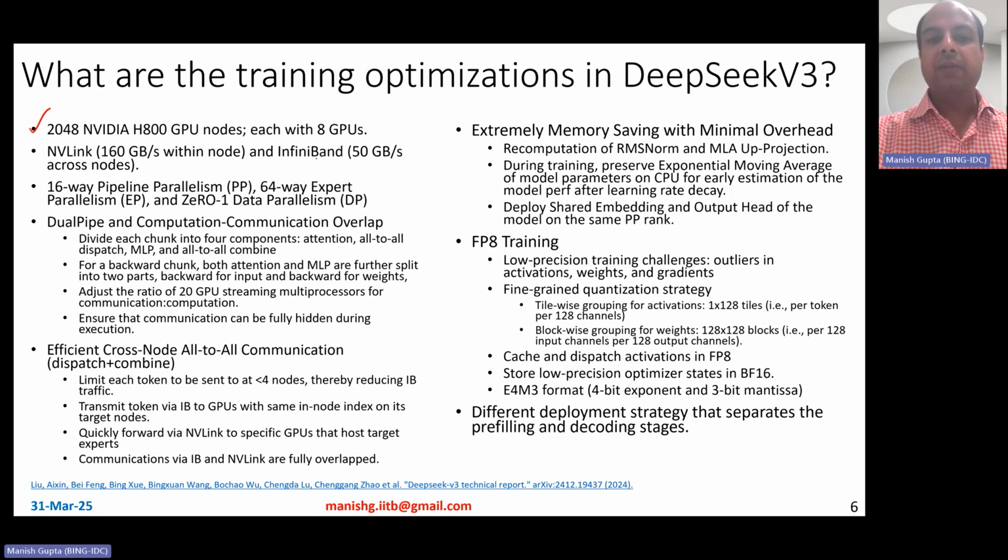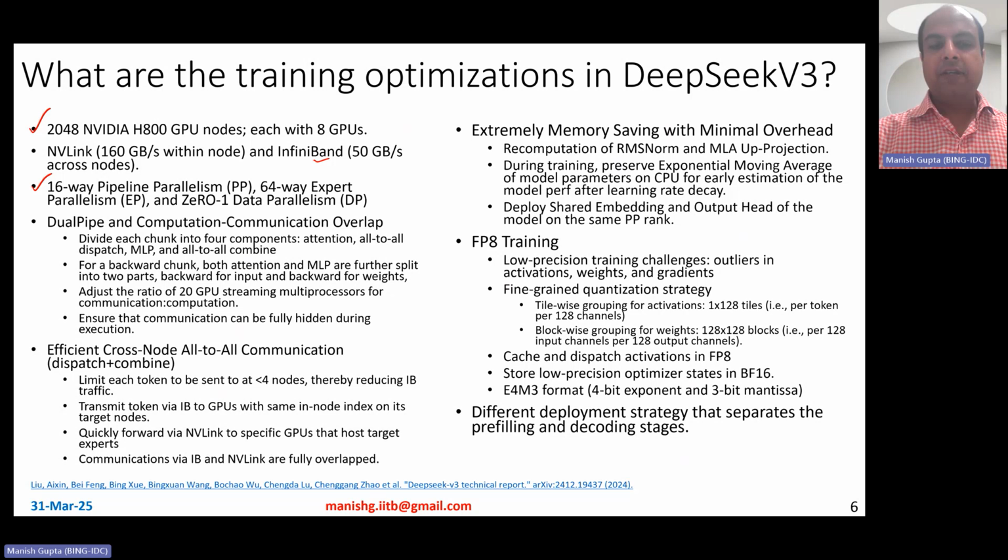Internode communication is done using InfiniBand, which is basically 50 Gbps. So as you can imagine, internode is much slower, about 3 to 3.5 times slower compared to NVLink intranode communication. Okay. So they perform 16-way pipeline parallelism, 64-way expert parallelism, and 0-1 data parallelism.